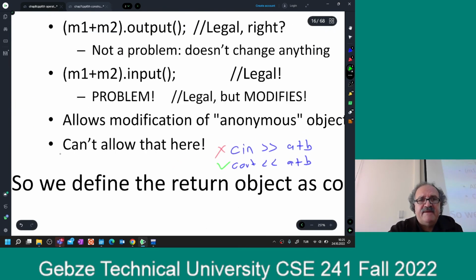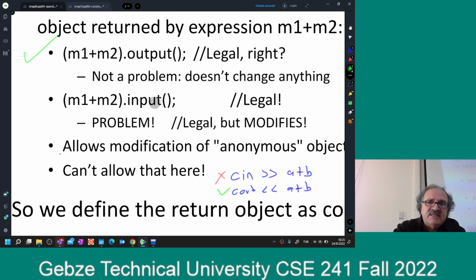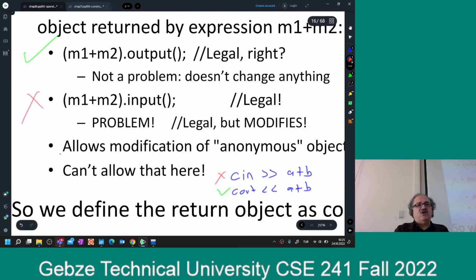The same thing here, okay? This one is okay. Write the temporary output to the screen. But this will not be okay. If I don't return a const object out of this operator plus, then that's what's going to happen. This will be a legal thing and a very useless thing. So let's get some help from the compiler, use this const properly, and it will work.